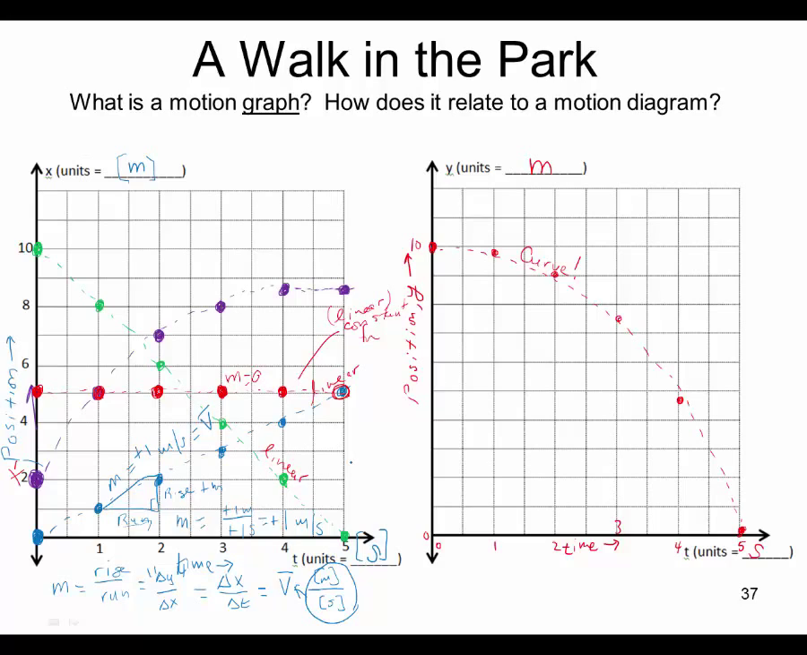Let's do the same for the girl. So for the girl, let's take these 2 points over here. Here our rise is actually a drop, so it's a negative 2 meter drop. And our run, once again, is positive 1 second. So let me just show my work again, and this is the work you need to show. Slope equals rise over run, equals, and my rise is right here, negative 2 meters, all over positive 1 second, and we get negative 2 meters per second.